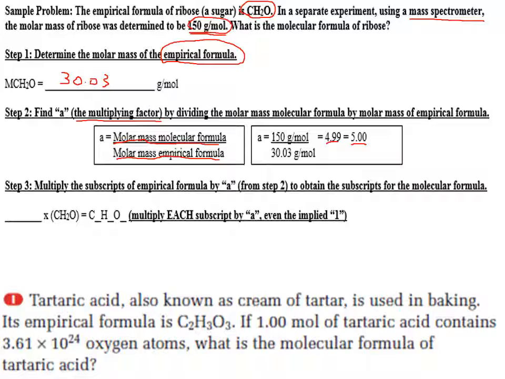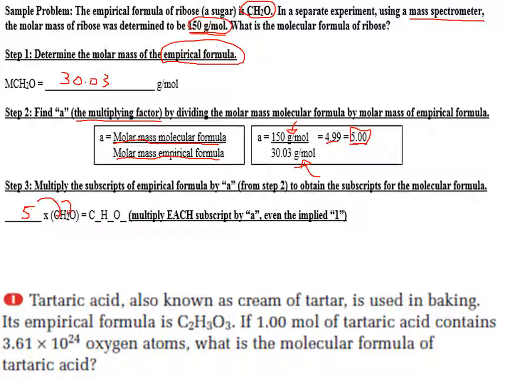Okay? What this means is that our molecular formula is 5 times more massive than our empirical formula. So in other words, if we multiply our empirical formula by 5, we will get our molecular formula. So let's do our 5, our multiplying factor, times the subscripts of the empirical formula.